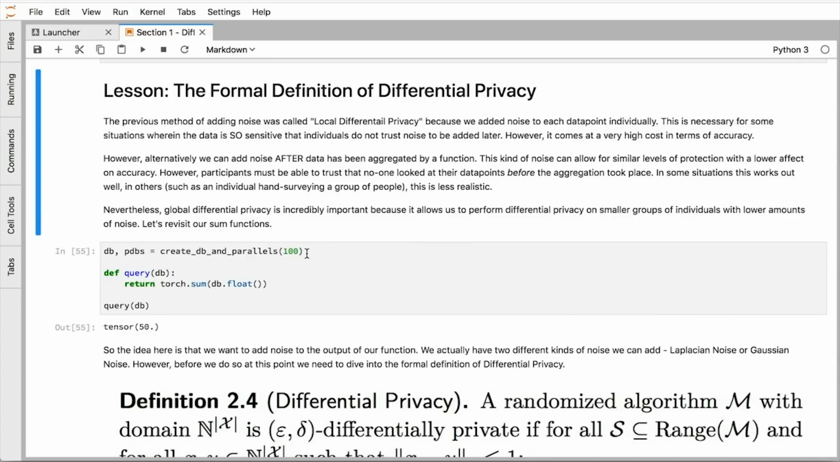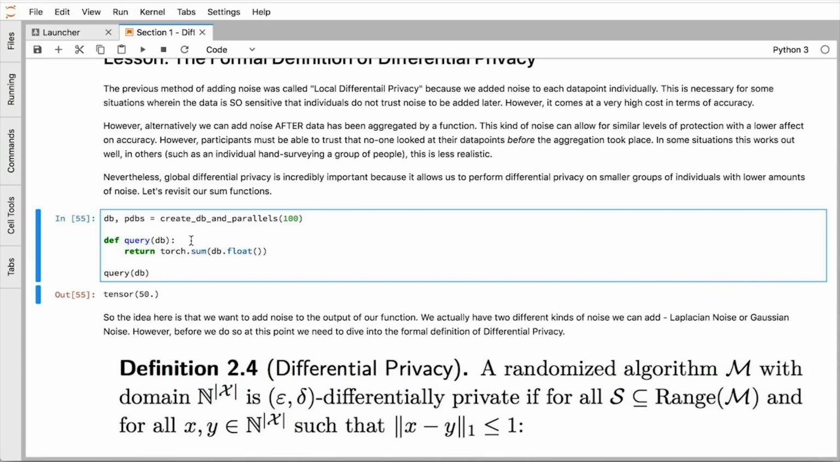So, for example, here we have a query over a database. So local differential privacy would add noise here, right? And this is what we did in the last session. We were adding a little bit of noise to individual data points for the sake of protecting, when we were simulating the coin flipping example, right?